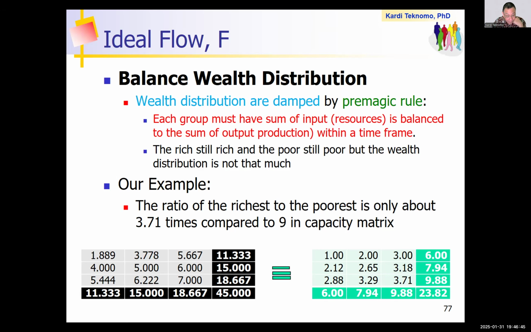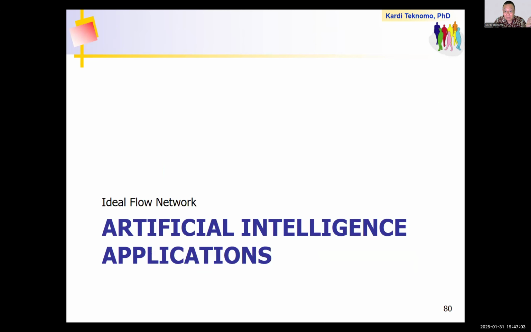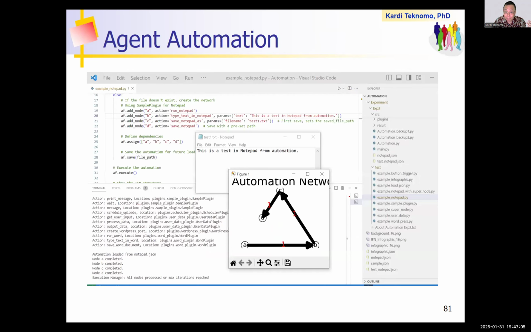This is the example that we can use IFN for a wealth distribution system. Yeah, so we can play around with what will happen if I do IFN from the doubly stochastic and so on. So IFN can also be used for AI. If you download the IFN in GitHub, there is already automation, so it can run automation on your laptop, for example, testing in the Notepad can run by itself.